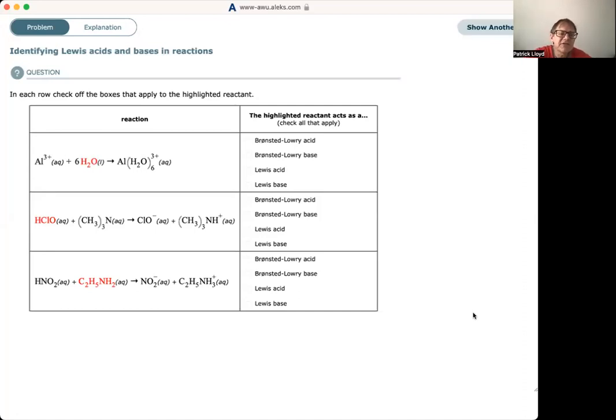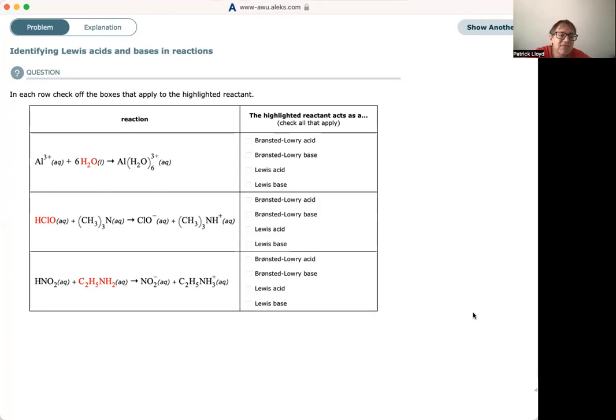Now, in the second one, if we take a look at it, you can see that the one that's in red is HClO, and that is called hypochlorous acid. It's part of bleach. The hypochlorous acid is reacting with trimethylamine, (CH3)3N. The two products are hypochlorite, ClO minus, and the trimethylammonium ion.